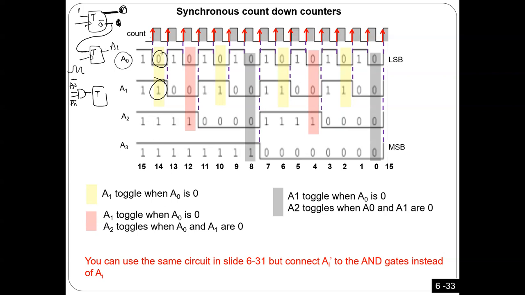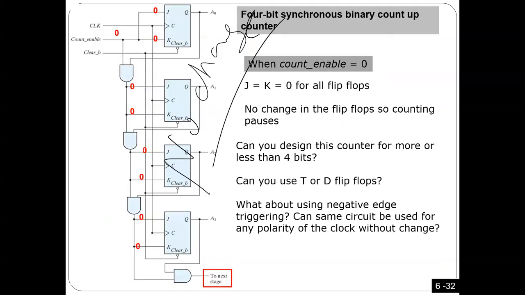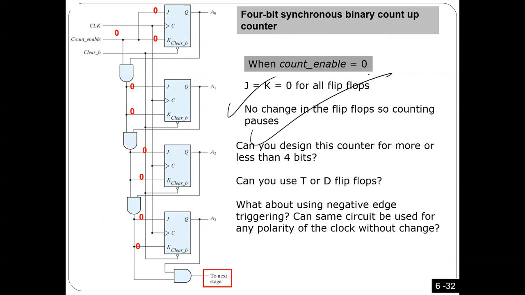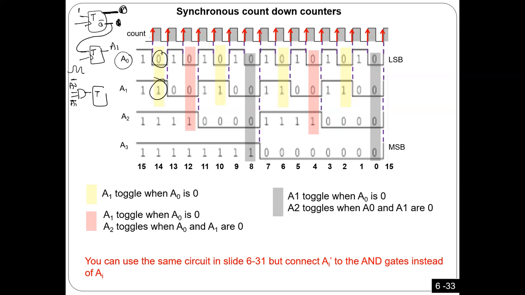So again, if you look at the design here for this one, it's exactly the same thing as this one. This is an interesting part. But instead of using A, I'm going to use A prime for all of them. So I'm not going to use A, I'm going to use A prime. Very simple modification, okay?